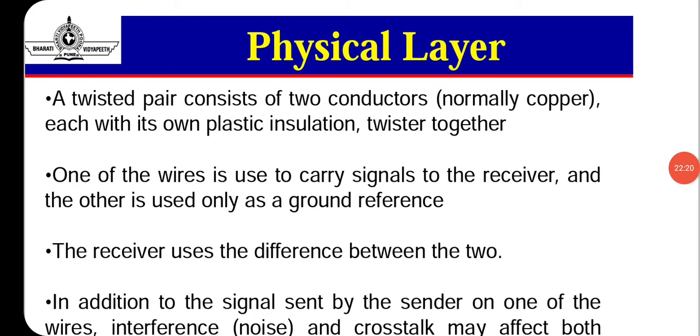What are twisted pair cables? A twisted pair cable consists of two conductors, normally copper, each within its own plastic insulation, twisted together. So a twisted pair cable is constructed with a copper wire insulated with a plastic insulation, to cover the wire and to avoid the loss or leakage of data or information.